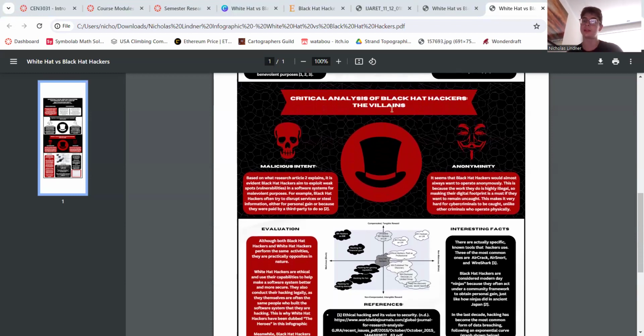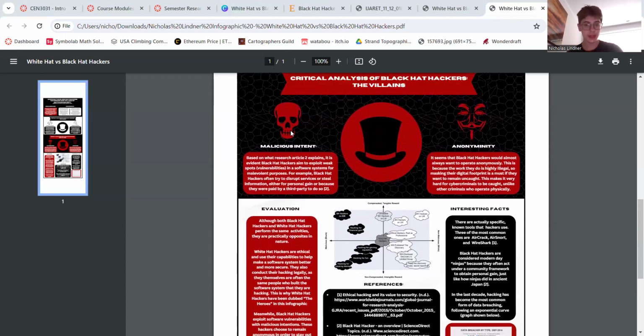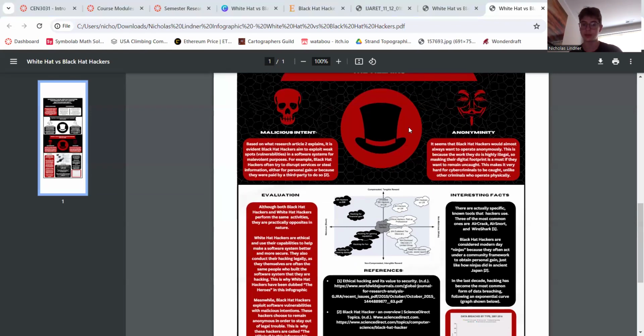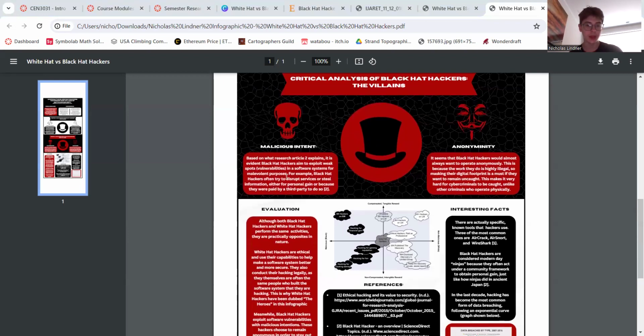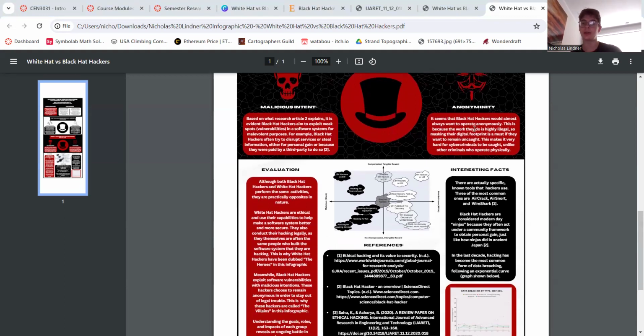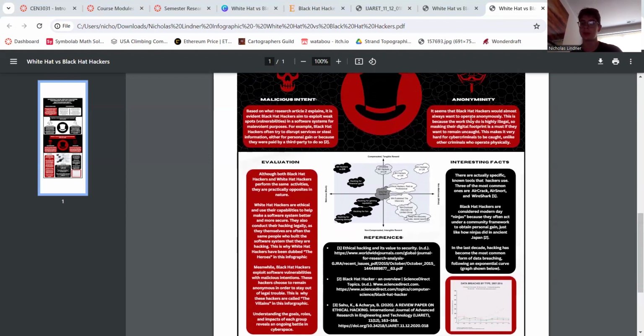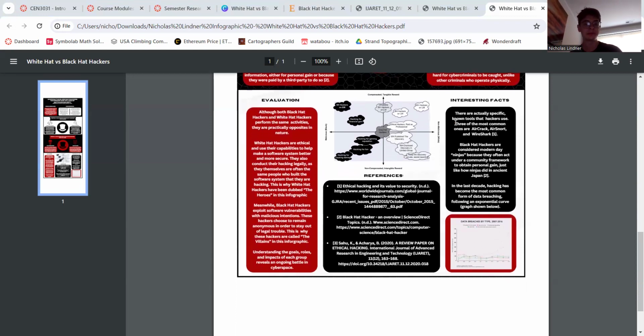And then for the critical analysis of black hat hackers, they are malicious and usually anonymous. So I call them the villains because they're the bad guys. They do illegal stuff that people don't like. Article 2 goes into this more. It talks about how they use their abilities for bad purposes, like disrupting services and stealing information, and they're often paid by a third party to do that. They're anonymous because what they do is illegal, so if they get caught, they're in a lot of trouble. So they do everything anonymously, which makes them very hard to catch.